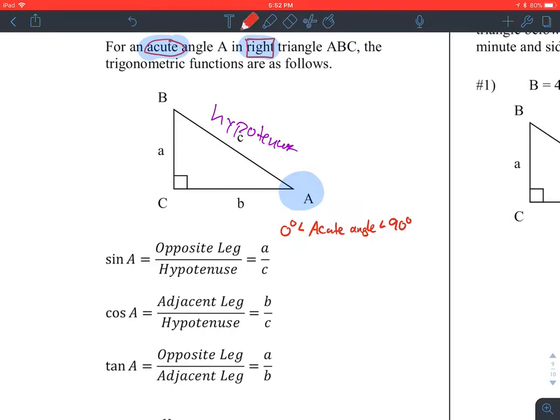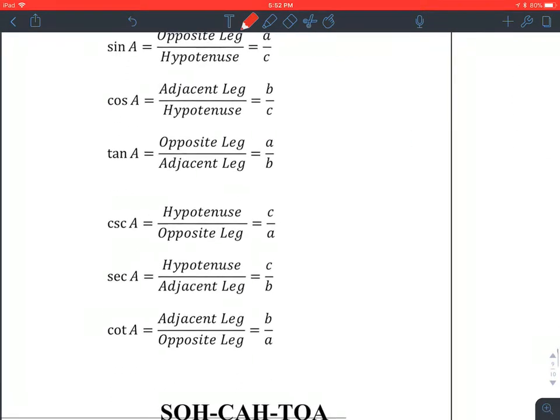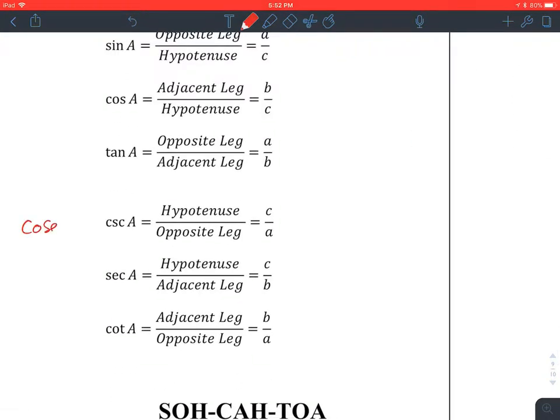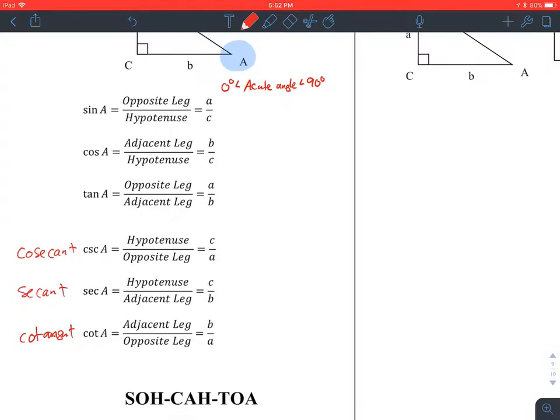There are three more trig functions that I'm sure you haven't seen before. This is cosecant, secant, and cotangent. If you've memorized the first three, sine, cosine, and tangent, then the next three are just the reciprocals of the first three. Reciprocal means that you take a fraction and you make the top the bottom and the bottom the top. So what do I mean by that?